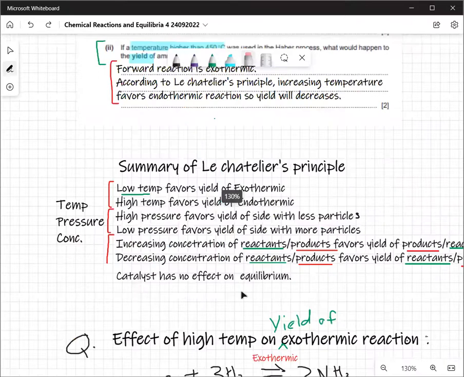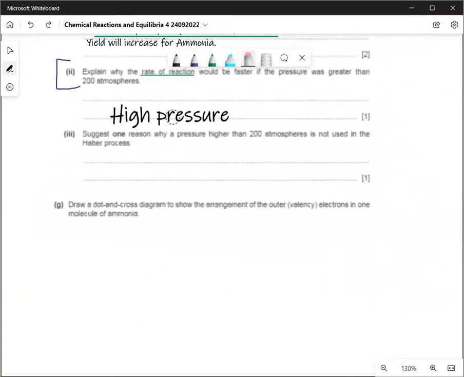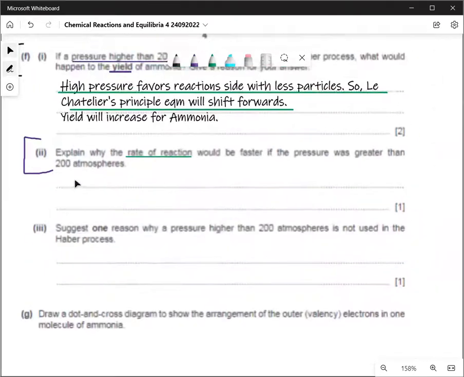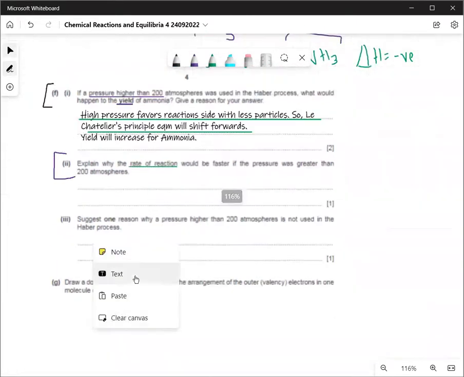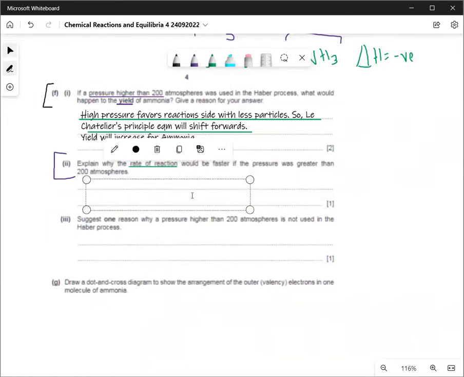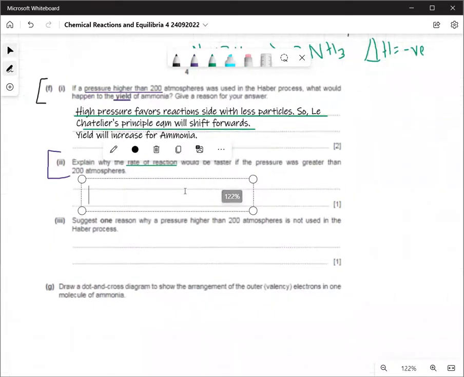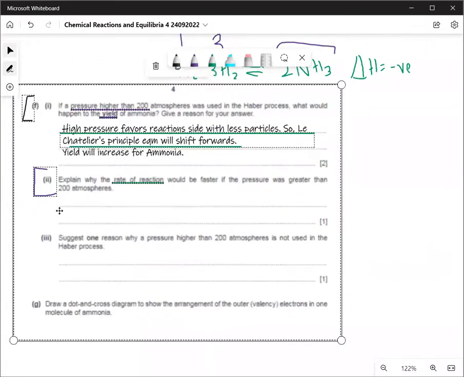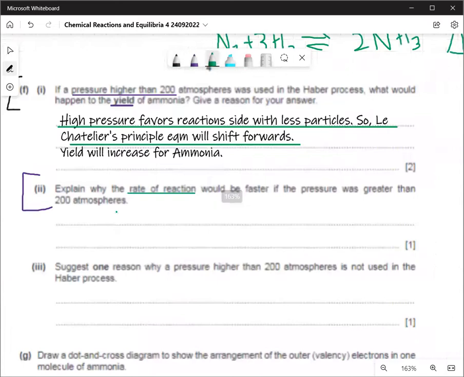So what do we write over here? Zara, tell me. Okay, so because second, okay, there will be collision. So can we simply just say that energy will be activated?